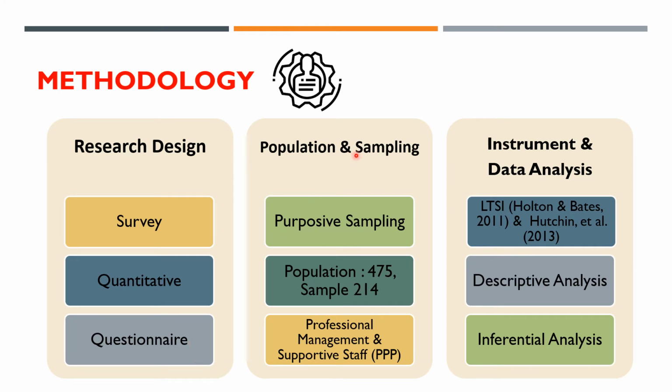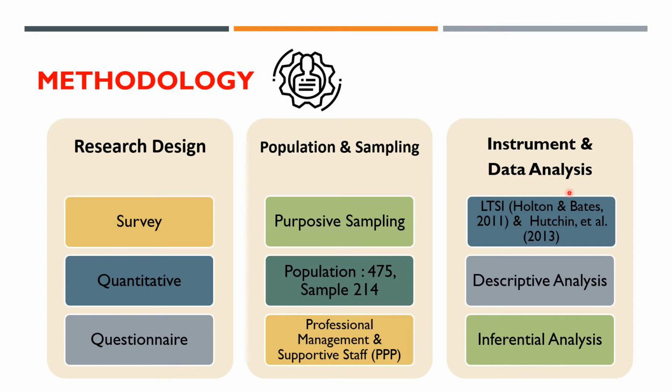And for the population and sampling, we chose the purposive sampling technique due to the selection of population from a specific program, which was the competency development program. The targeted population was professional management and supporting staff (PPP) in a research university, which involved around 475 participants, and the sample size is 214. However, the return rate was 79.9%, which represents 171 respondents.